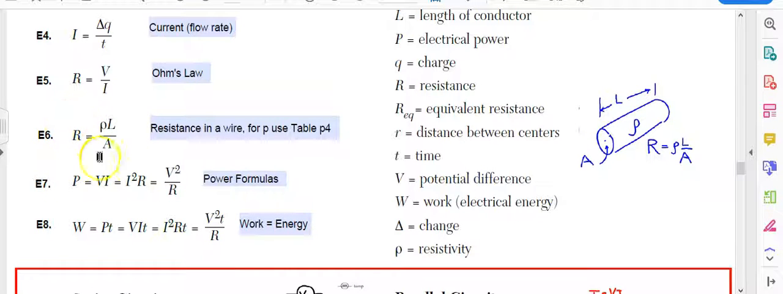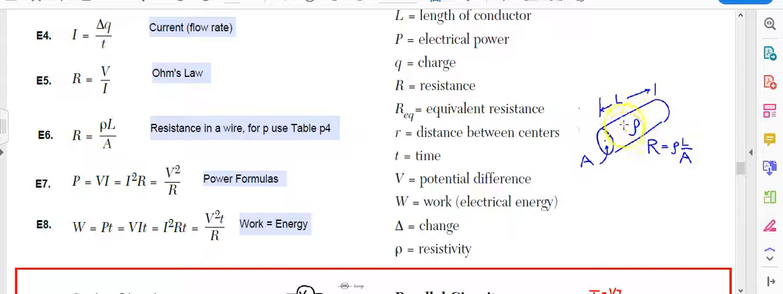And it says that R is equal to this Greek letter rho, which looks like a P, multiplied by the length of the wire, divided by the cross-sectional area of the wire. And I have a little doodle right here to help you see that. The length of the wire, the cross-sectional area of the wire.